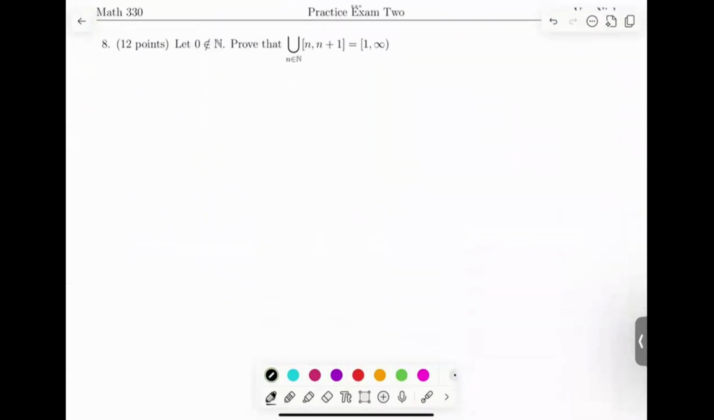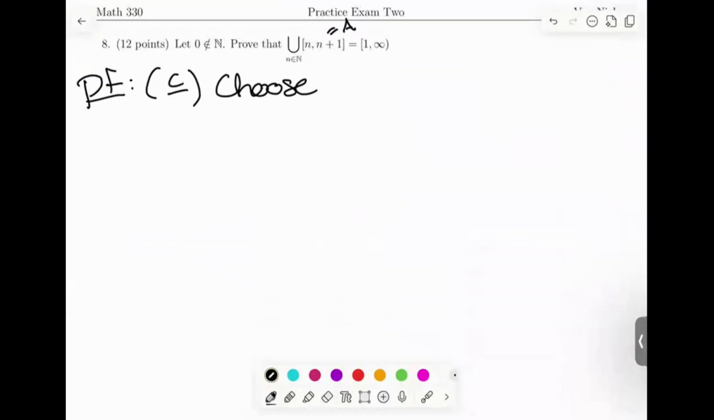Okay, now I want to prove this set equality. I'm going to call this set A. To prove that 2 sets are equal, I want to show inclusion both ways. So let's say I want to show A is included in 1 to infinity. Choose some x in A.